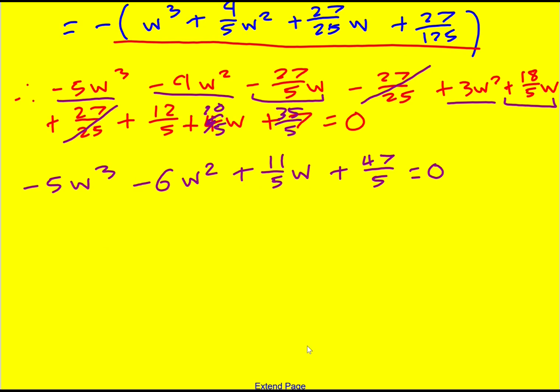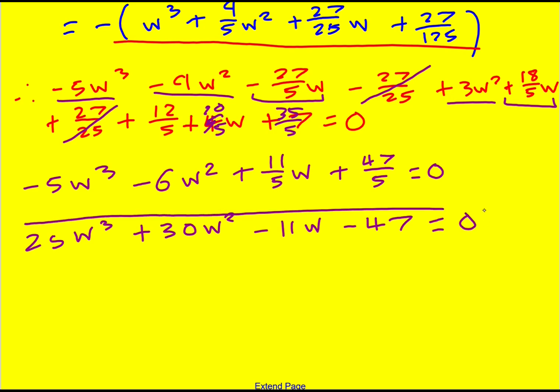And finally, just going to multiply through by 5 at this point, and also swap the signs around, so multiply through by minus 5 essentially. I get 25w cubed plus 30w squared minus 11w minus 47 equals 0. Same answer as before.